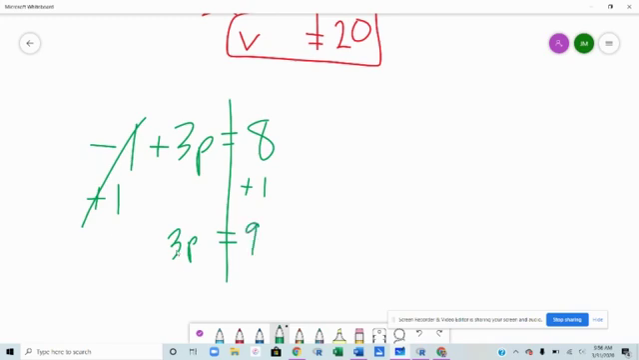Now you have 3p. There's your imaginary times sign in there. So divide by 3. Divide by 3. Your 3's over here are gone. P equals 9 divided by 3 is 3.